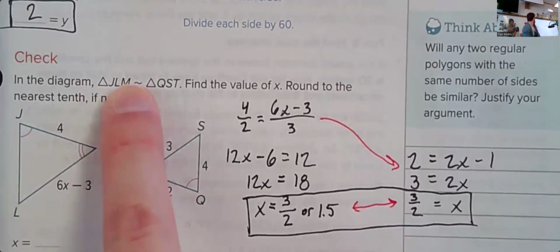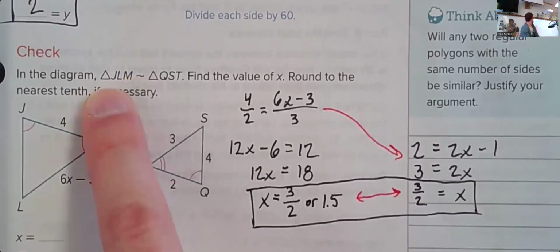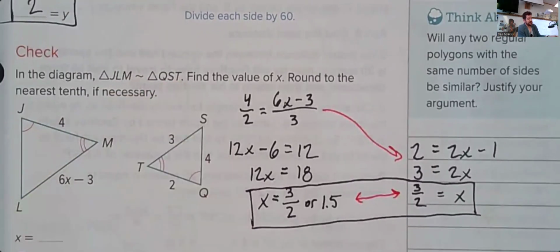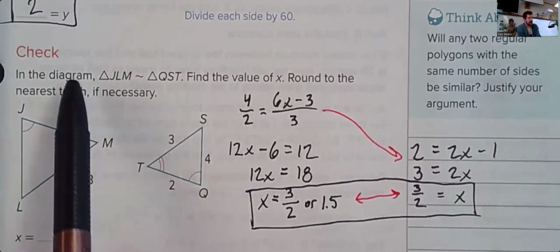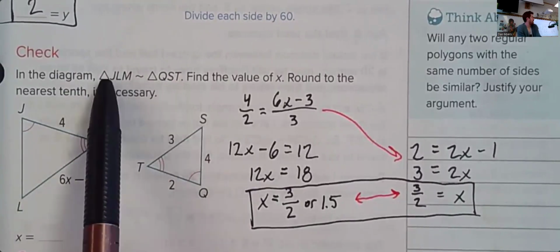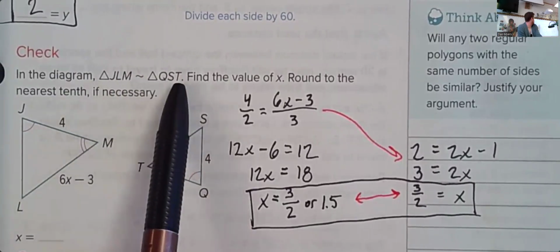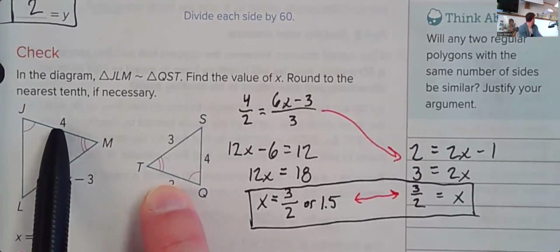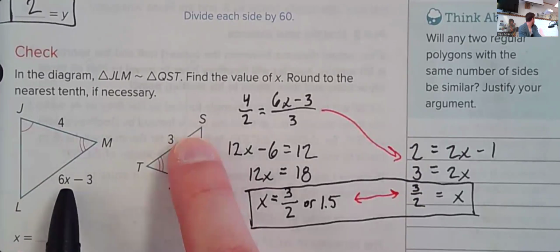Yeah, so we can actually just use the similarity statement to figure that out. So J goes to Q, L goes to S, M goes to T. So if you're talking about length JM, right here, J to M is 1 to 3 in the triangle here. So Q to T would be where it goes to on the other one. So those 2 correspond. And then these 2 correspond.